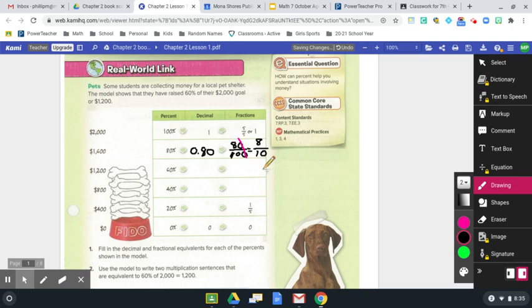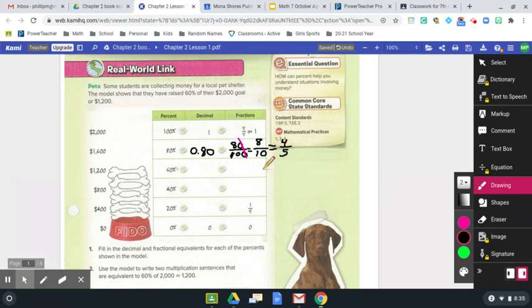But you can still simplify that further. Those are even numbers, right? So you can cut those in half. Half of 8 is 4. Half of 10 is 5. That's as simplified as I can get. So 80% is the same thing as 4/5 as a fraction.